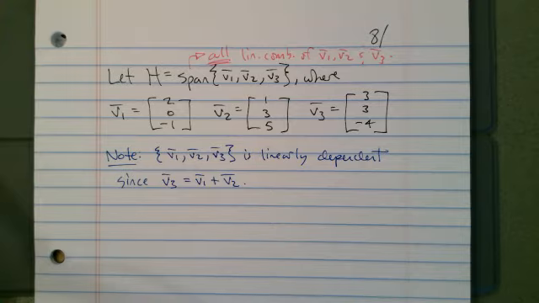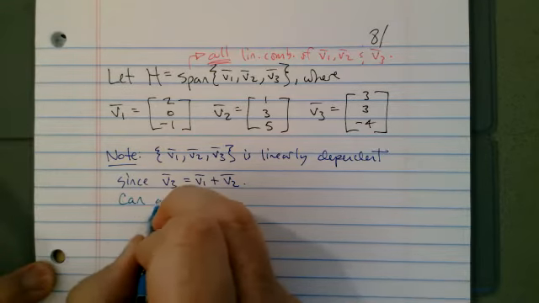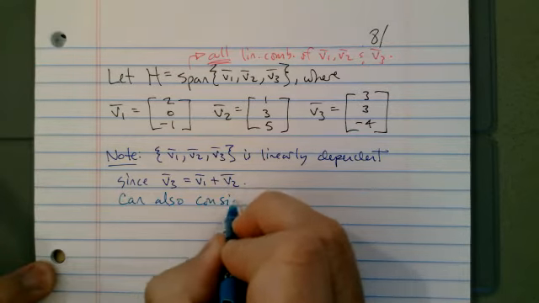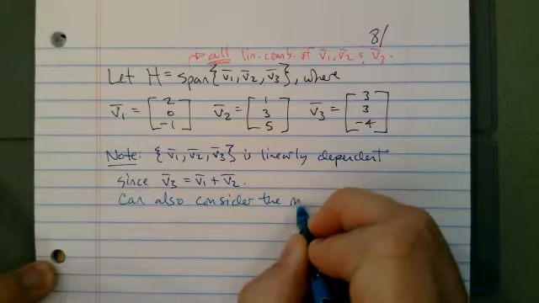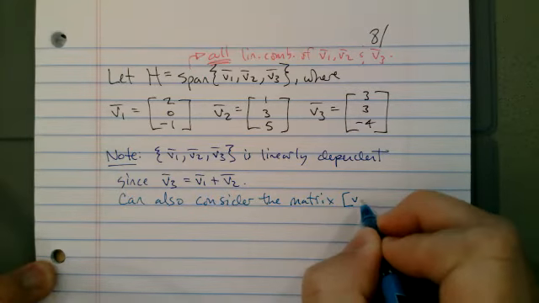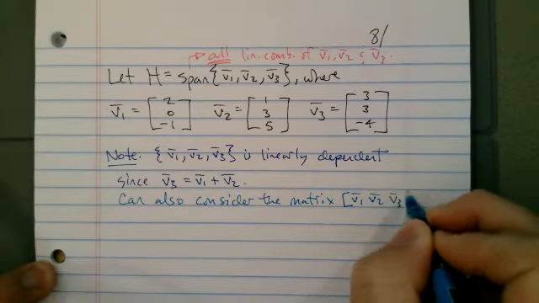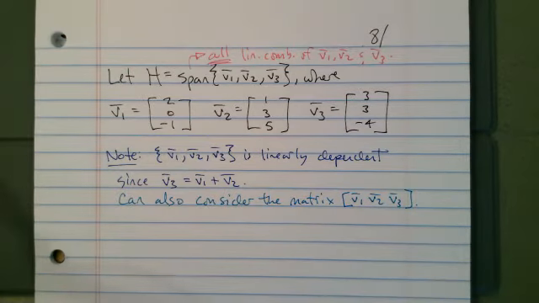If we did not see that right away, we could use a matrix to check. We can also consider the matrix V1, V2, V3. Notice I didn't call it the matrix H because H is not a matrix. H is the vector space. It's the span of those vectors. It's an infinite number of vectors. So we can also consider the matrix V1, V2, V3.